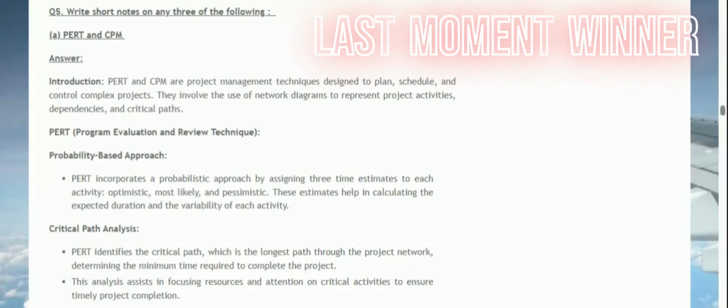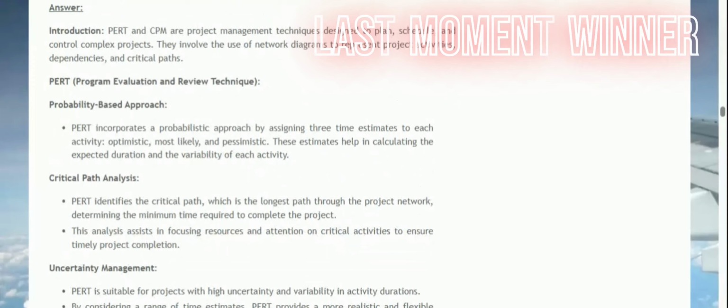Critical path analysis. PERT identifies the critical path, which is the longest path through the project network, determining the minimum time required to complete the project. This analysis assists in focusing resources and attention on critical activities to ensure timely project completion.